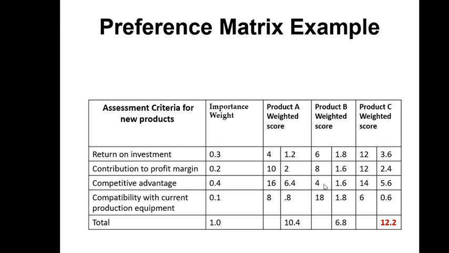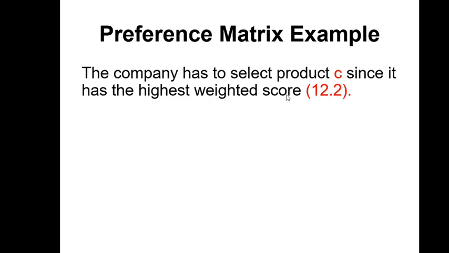And of course, your decision. What is your decision, guys? Now of course the decision of the company will be to select product C as the best alternative. Why? Because it has the highest weighted score, which is 12.2, as you can see here. So the decision is to select product C because it has a very high score compared to the other two products.